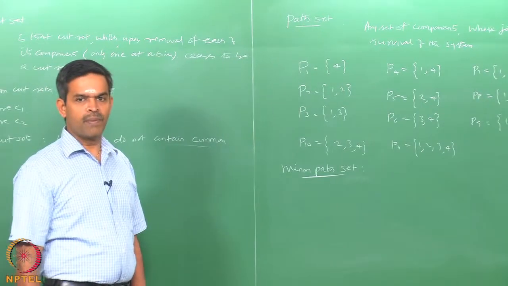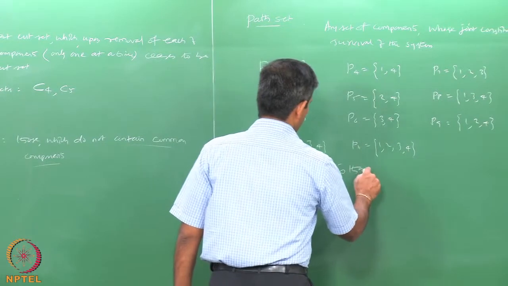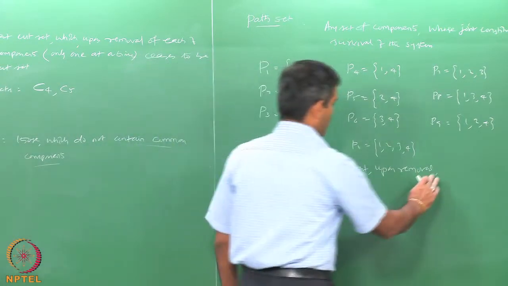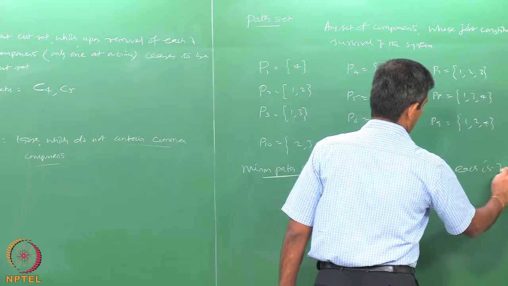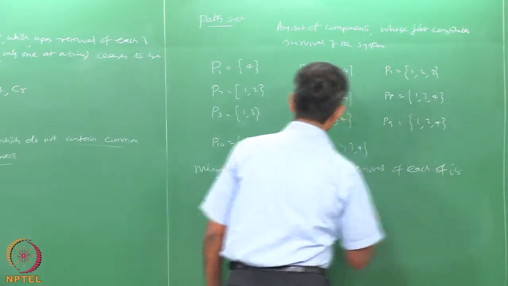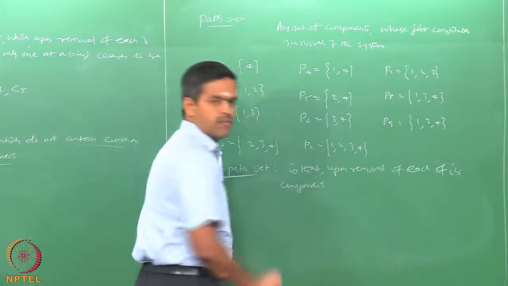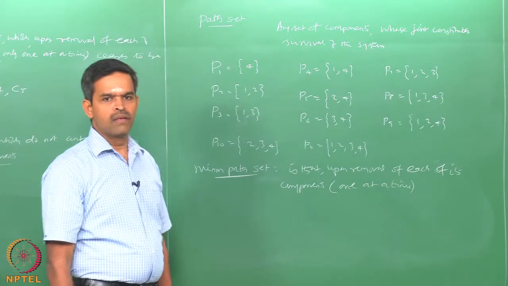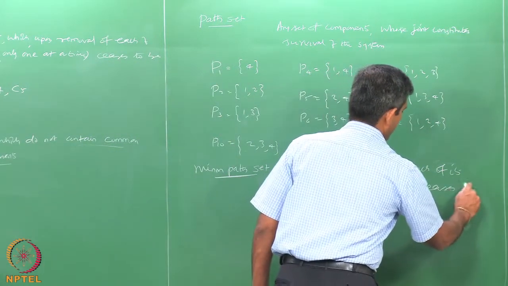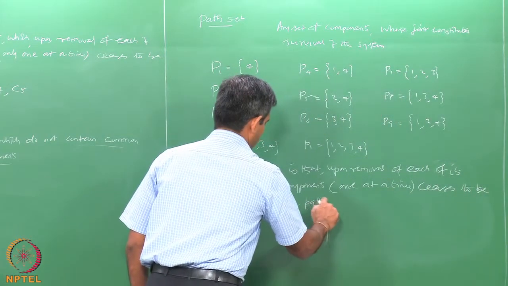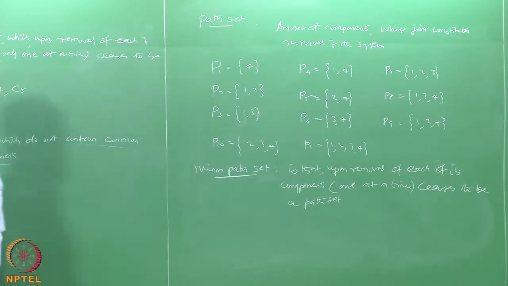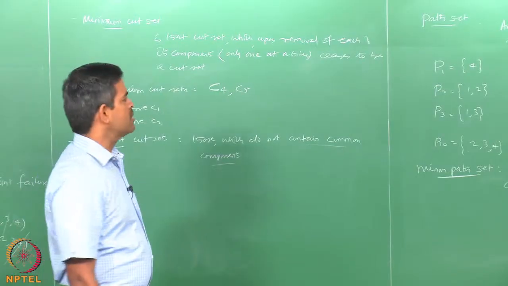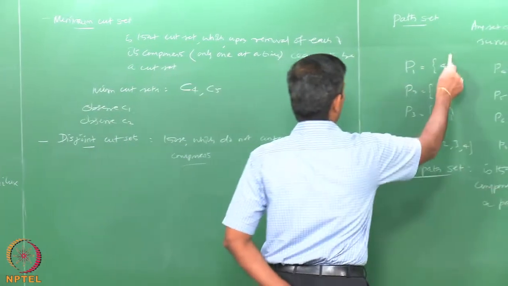So, let us say a minimum path set. Minimum path set is a path set that upon removal of each of its components, of course, one at a time, ceases to be a path set. Let us look at this list of path sets available on the screen now or on the blackboard. The minimum path sets in this case are going to be, if we remove 4, the system cannot exist.